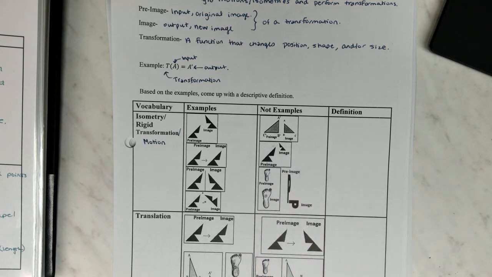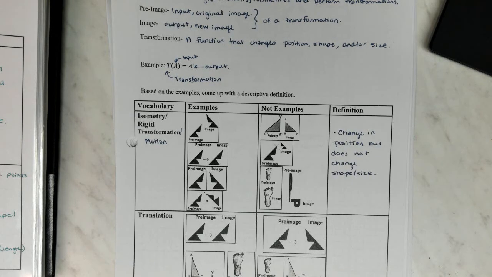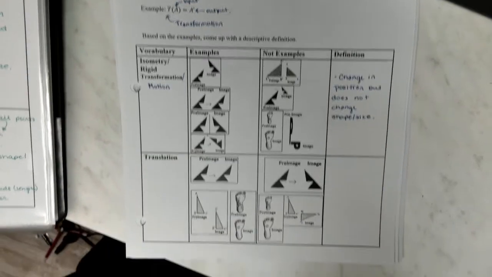So what did you guys come up with for a definition? Your definition should look something like this. It's a change in position, but it does not change shape or size. So it cannot change the shape or size. It is just changing the position of the image. Translation, that's the next one.